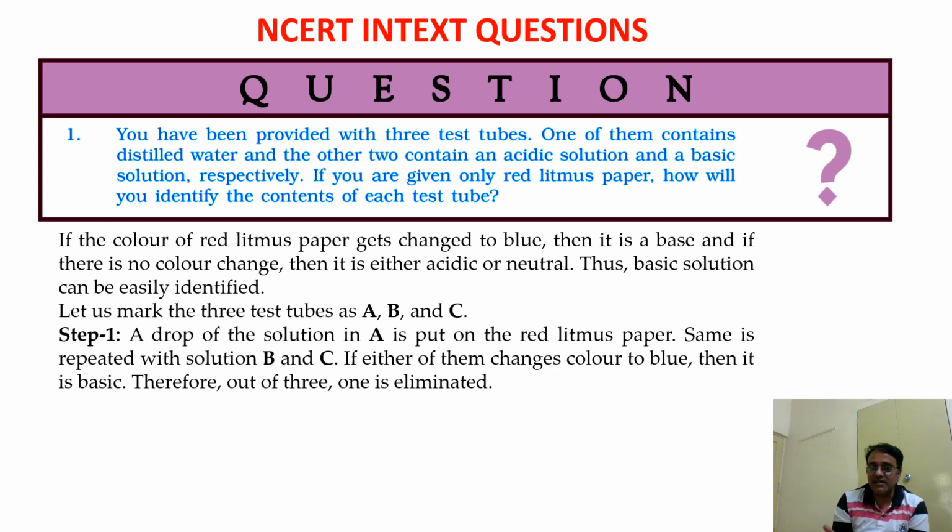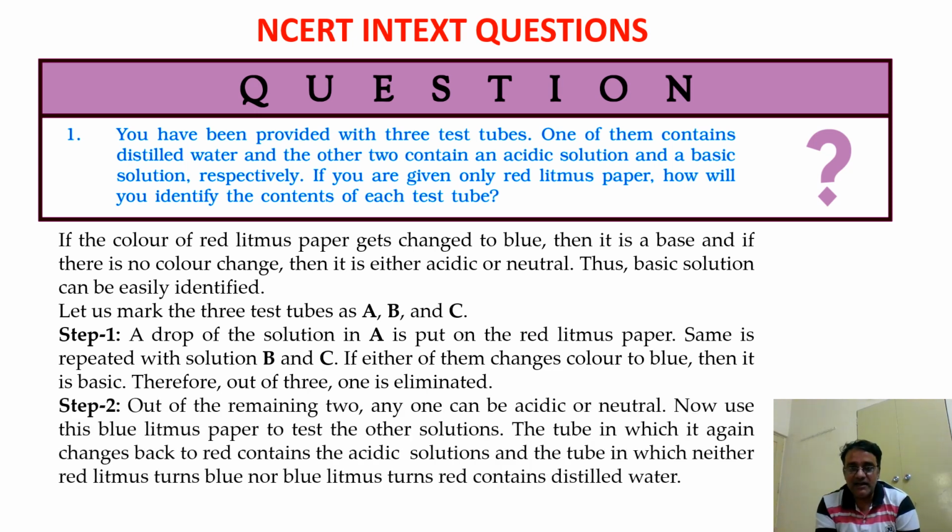So that is basic, and out of the 3, 1 is eliminated. We have eliminated 1, and again the same blue litmus paper we will use to test the other 2 solutions. Okay, and the tube in which it again changes back to red contains the acidic solution, and the tube in which it does not change, that is distilled water.